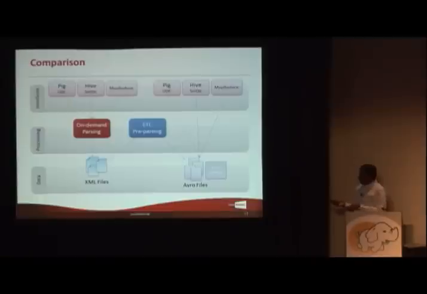Whereas the other comparison is to take the XML files and then pre-parse it into the Avro structure, and then use the Avro files to access through Pig or Hive, and then do a comparison between the two. We wanted to see, one, storage-wise, how much are we saving by taking it into Avro, and then processing-wise, how fast we do it, and what kind of resource usage is happening.